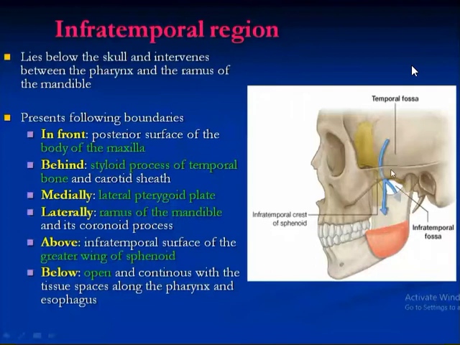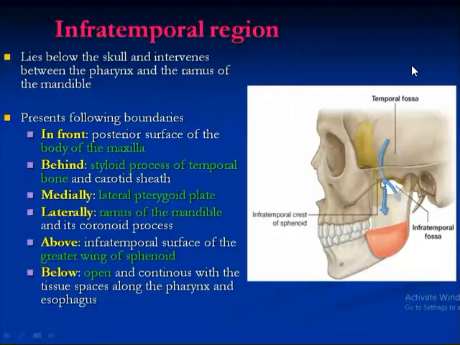Now what is the boundary? Anteriorly, we have the posterior surface of the body of the maxilla. Behind, we have the styloid process and the structures attached to the styloid process. Medially, we have the lateral pterygoid plate. You can see the small plate over here, the lateral pterygoid plate. Laterally, the ramus of the mandible.